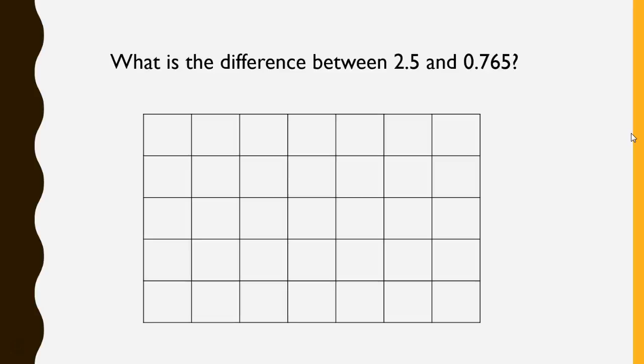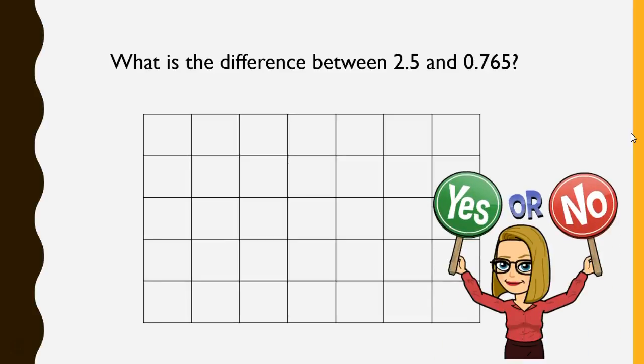So the problem on our screen says, what is the difference between 2 and 5/10 and 765 thousandths? Okay, I see a really important keyword to let me know what I'm going to do with these two decimals, and that is difference. We know that we're going to be subtracting those. So let's play a little game of yes or no. I'm going to line the decimals up, and you're going to tell me if I line them up correctly or not.